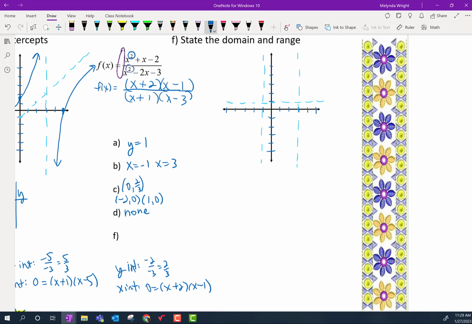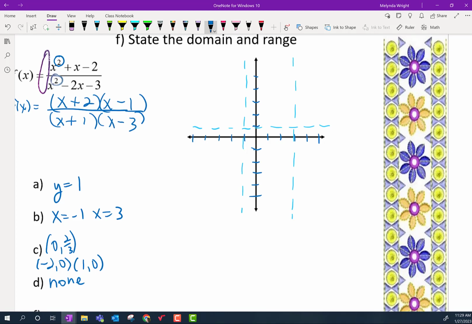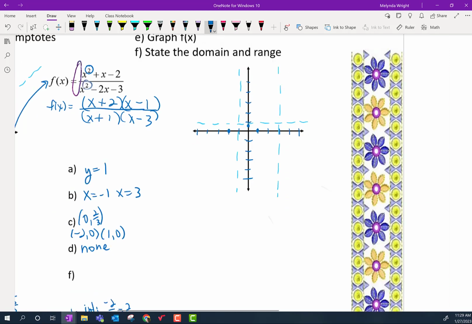So 0, 2/3. So we're looking like around here. 0, 2/3. We have negative 2, 0. So like right here. And we have 1, 0. Okay, that's what we have so far. Now, we have a horizontal asymptote, so we really need to check to see if this graph busts through the asymptote. Is it going to do it? Let's practice that.